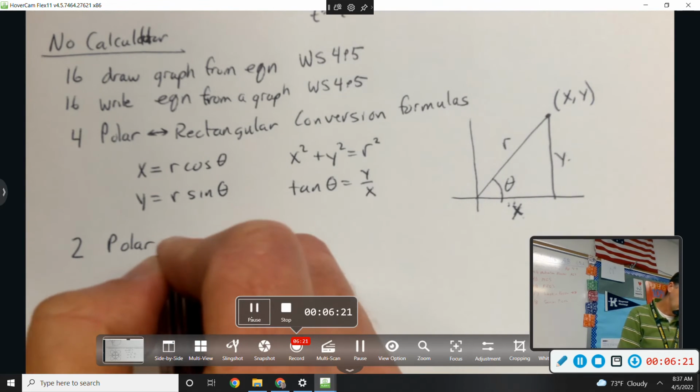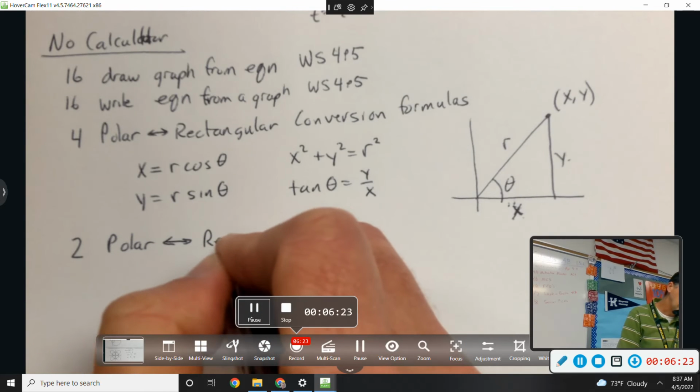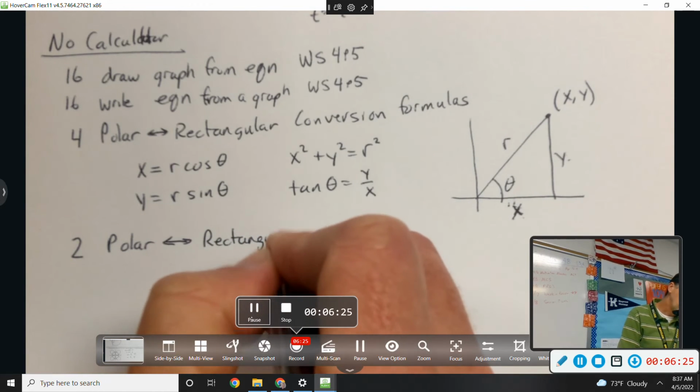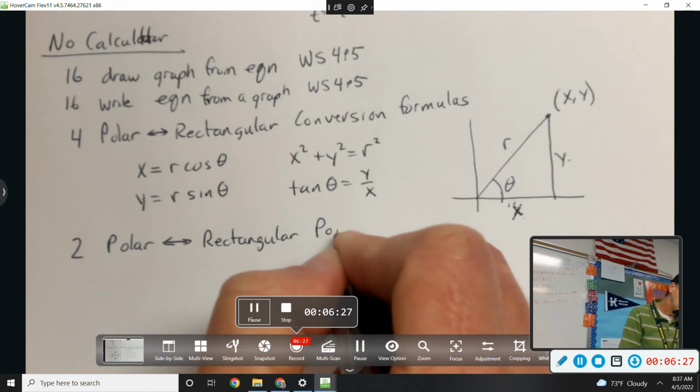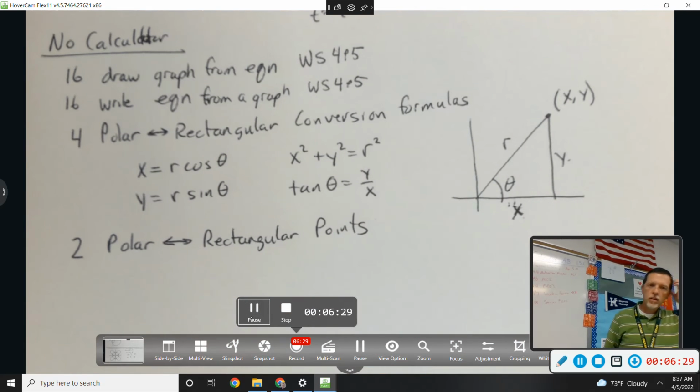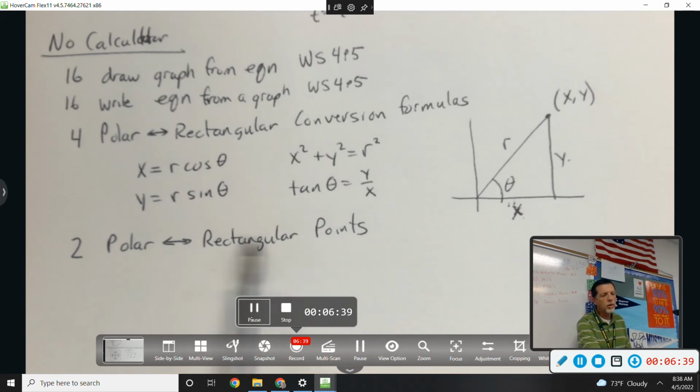And then there's 2 where we want you to actually do the conversion for points. So we'll give you a rectangular point and ask for it in polar. Give you a polar point, ask for it in rectangular. And you can use those equations. A lot of times if you just plot the point I give you, you can figure out what the other format is.